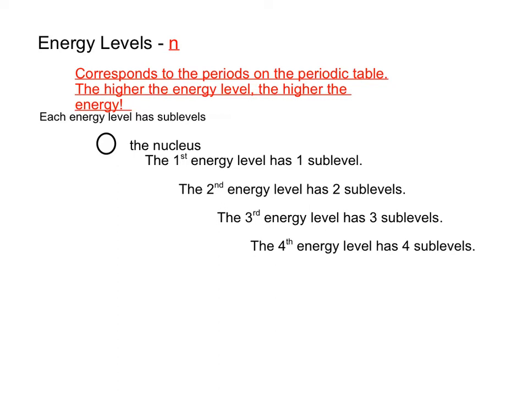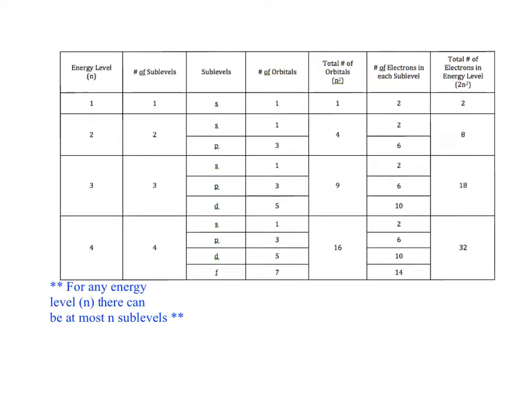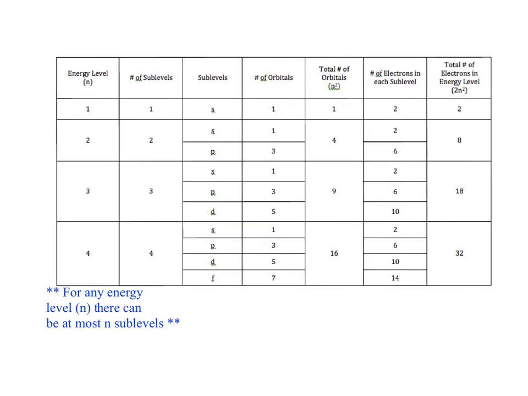It's pretty straightforward. You're going to see this chart a few times as we go through this video. It helps you relate energy levels to sublevels, to orbitals, which we'll get to in a second, and electrons per sublevel. We'll get to that in a second. But right now, we're just looking at this portion of it right here. Energy level 1 has one sublevel, energy level 2 has two sublevels, 3 is 3, and 4 has 4. In other words, for any energy level n, there can be at most n sublevels.